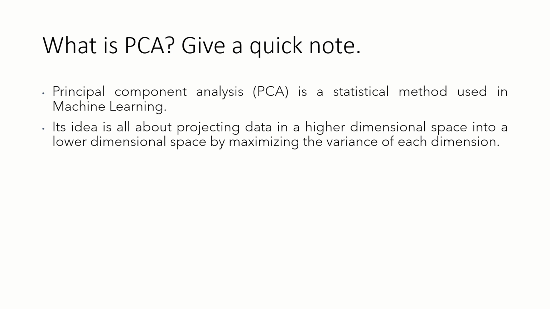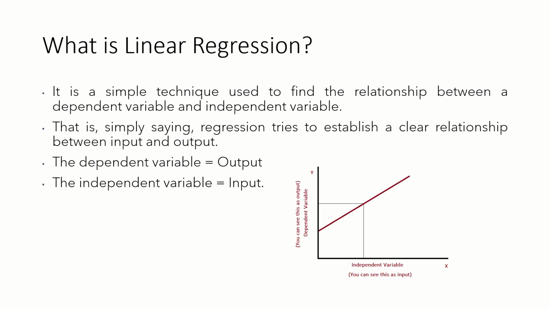What is PCA? Can you give a quick note? PCA is nothing but principal component analysis and it is a statistical method used in machine learning. Its idea is simple and it's all about projecting data in a higher dimensional space into a lower dimensional space by maximizing the variance of each dimension. It is all about projecting the data in a higher dimensional space into a lower dimensional space by maximizing, I repeat, by maximizing the variance of each dimension.